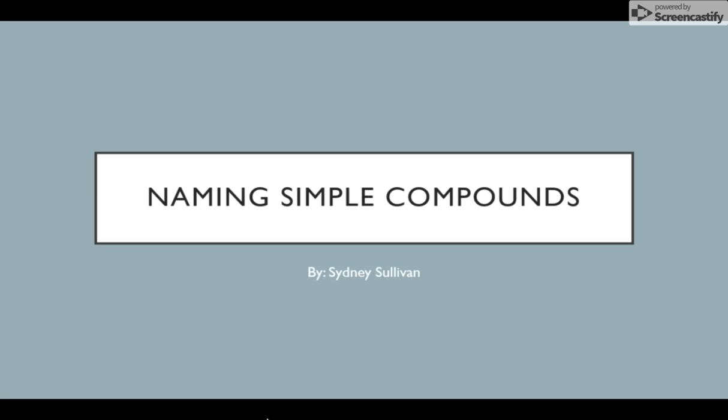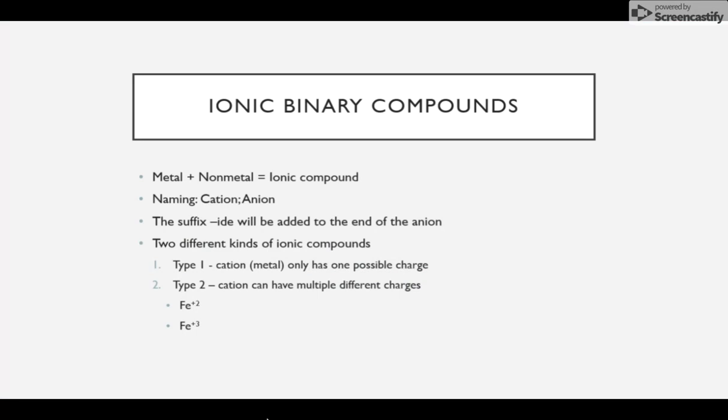This PowerPoint is about naming simple compounds. One type of compound is ionic binary compounds, and ionic compounds are just metals and nonmetals. When you're putting together the name for the ionic compound, the cation, which is the metal, is always going to come before the anion, which is the nonmetal. The suffix IDE will always be added to the end of the anion.